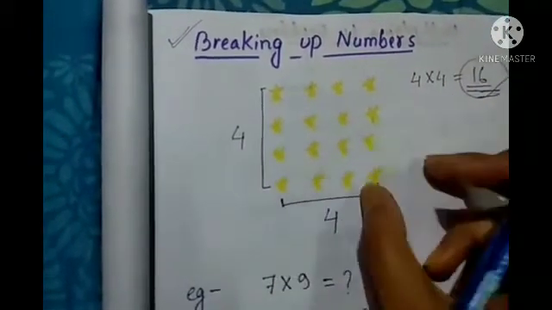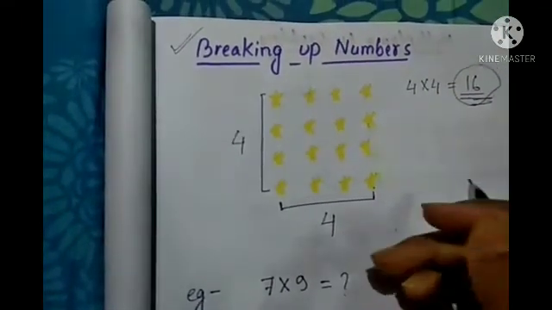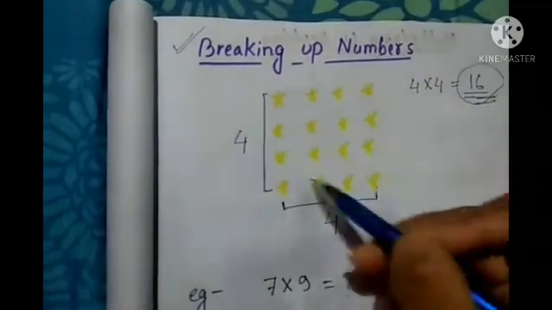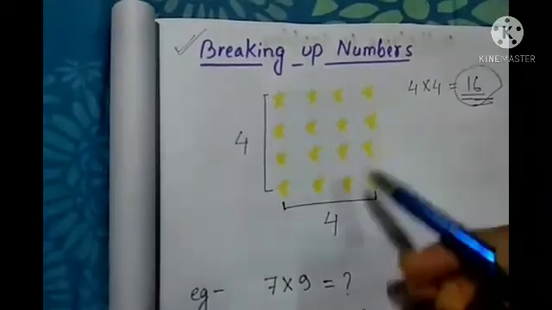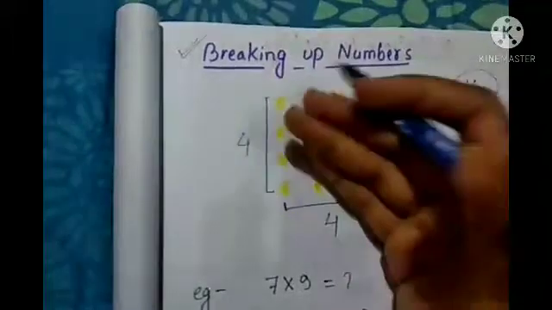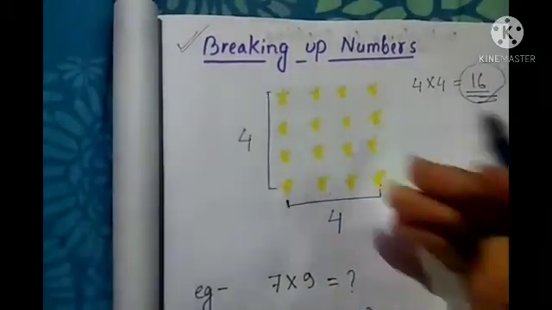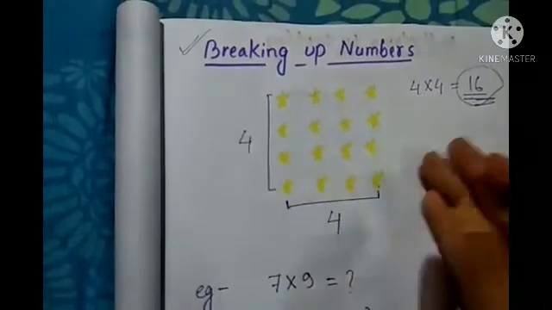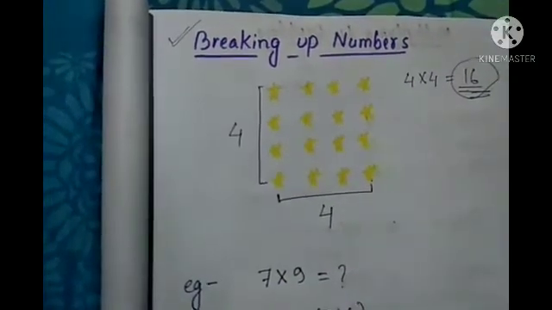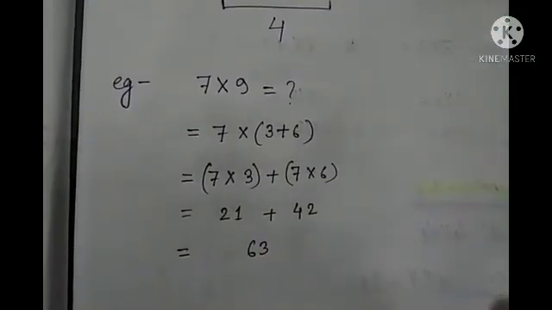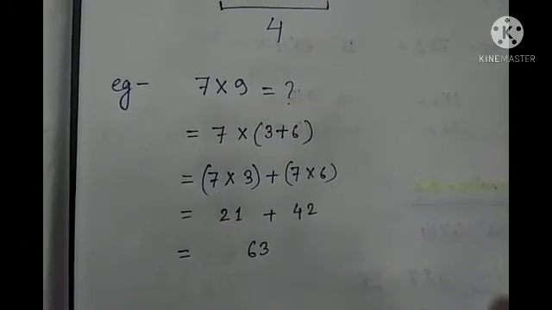I will show you one more example of breaking up numbers. How here we break up these stars, right? We have divided it into horizontal and vertical. Now what if only numbers are given? So in that case we have to break up the numbers. So let's do it. See this example, students. The question is given 7 into 9, right?